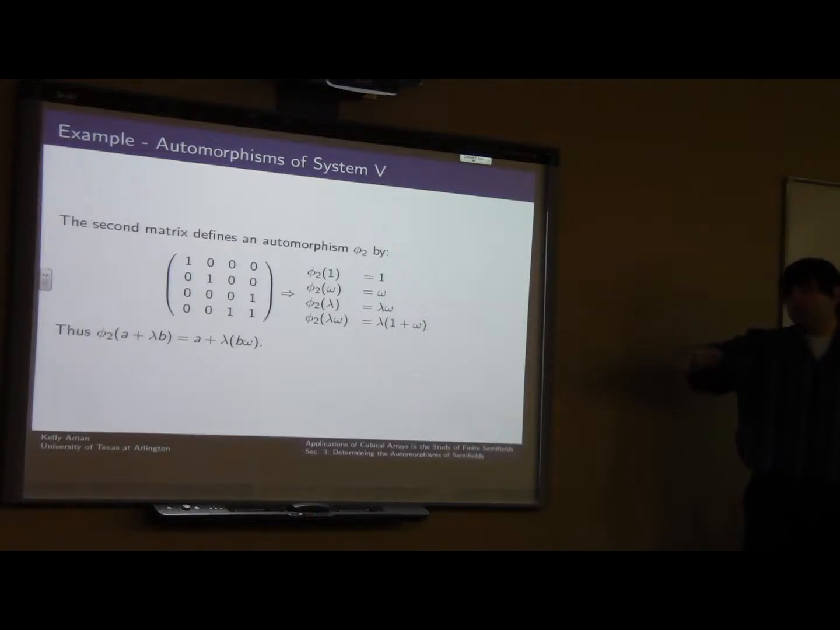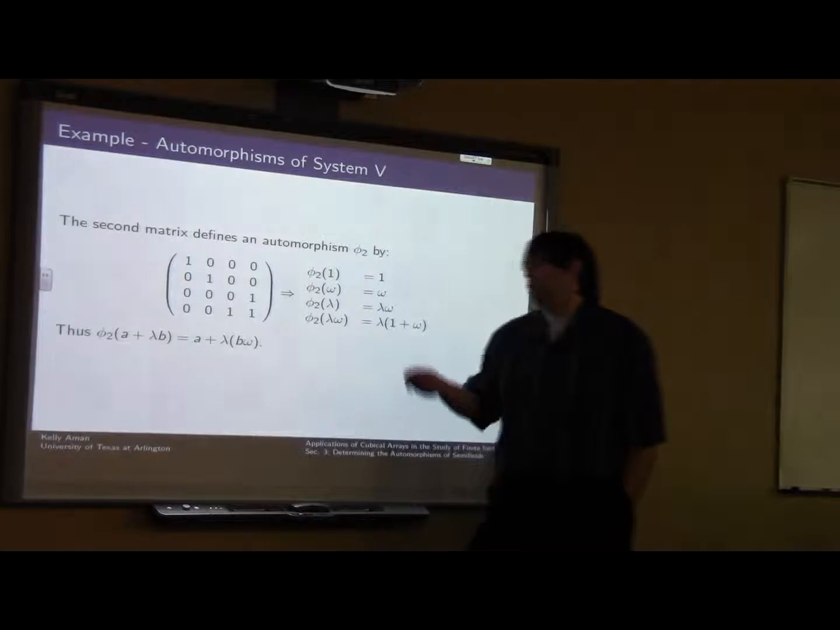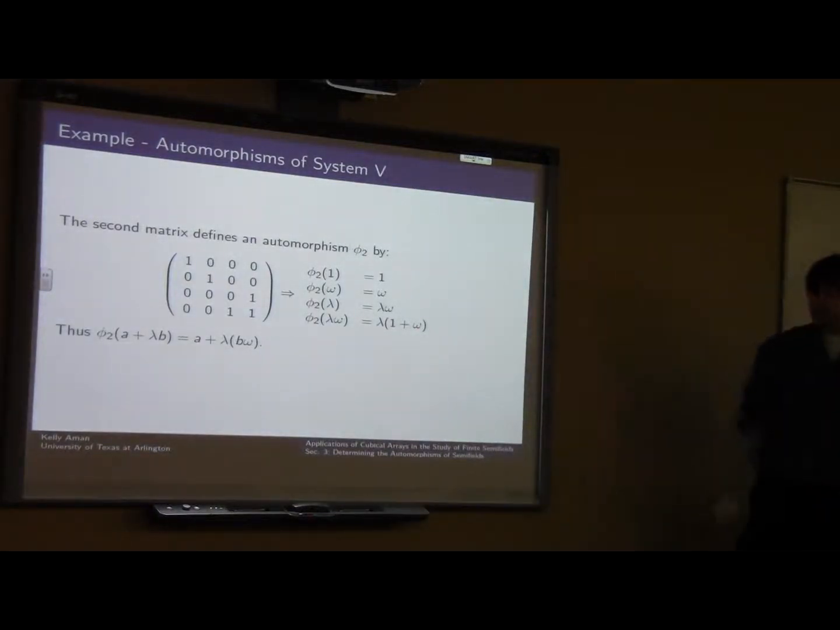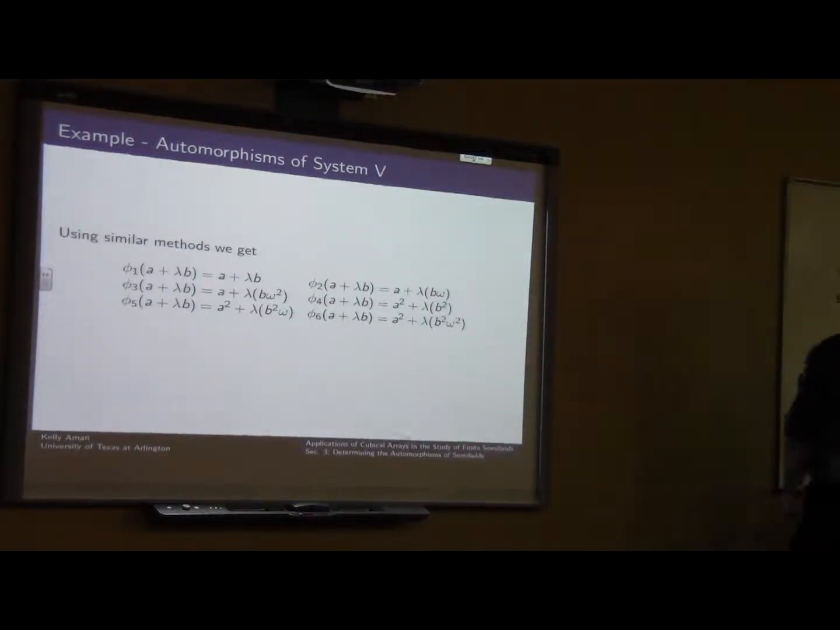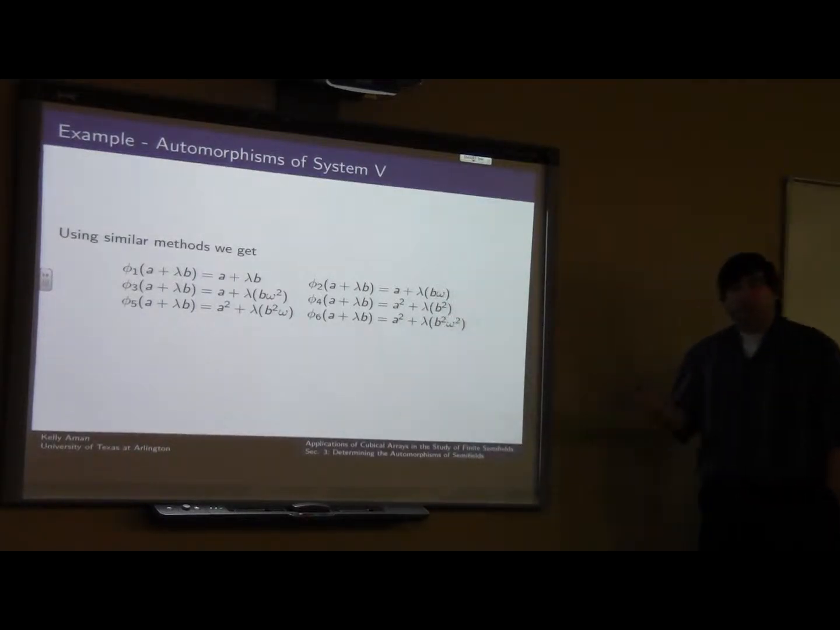So from that, you can tell that phi2 of (a plus lambda b) is going to equal a plus lambda b omega. And from that, you can determine all of the automorphisms of S in a similar way.